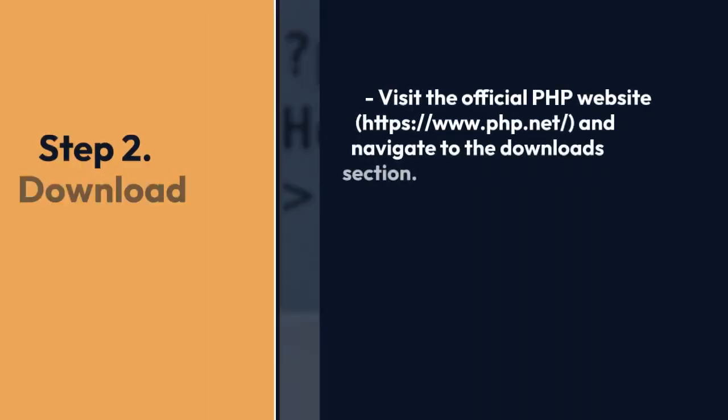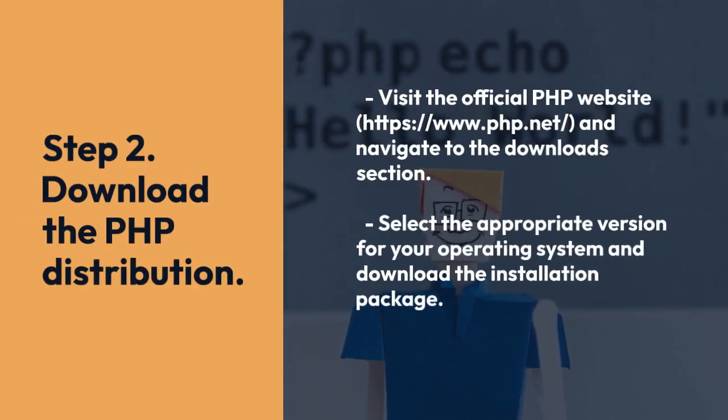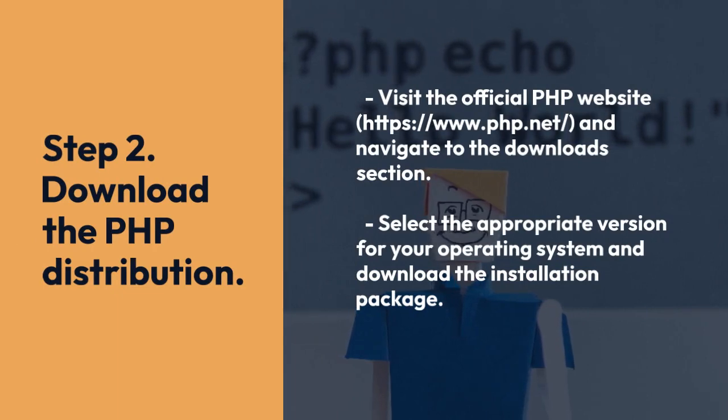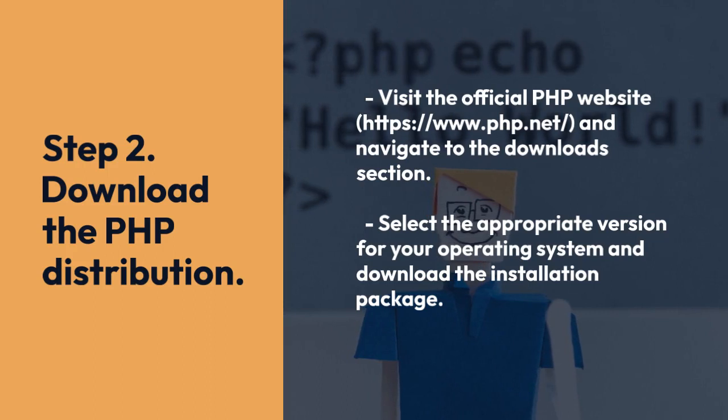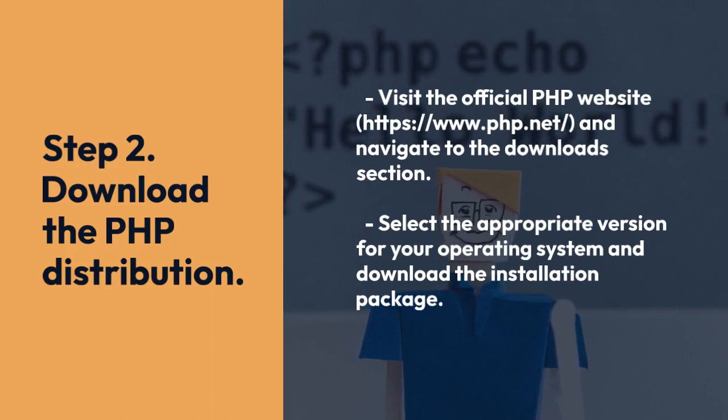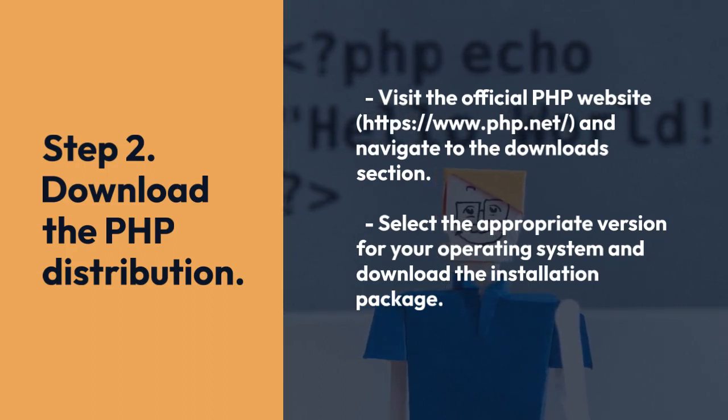Step 2. Download the PHP distribution. Visit the official PHP website and navigate to the Downloads section. Select the appropriate version for your operating system and download the installation package.